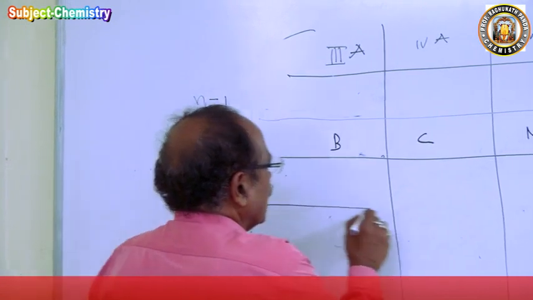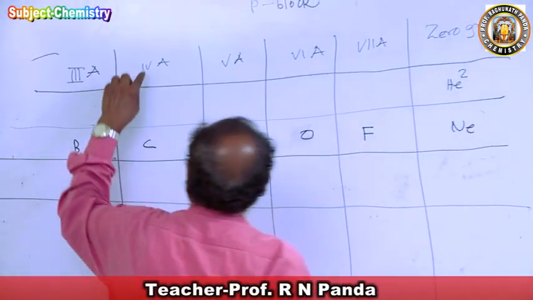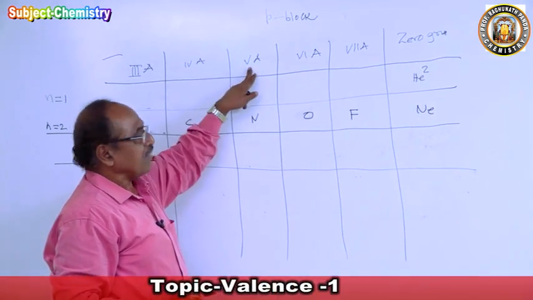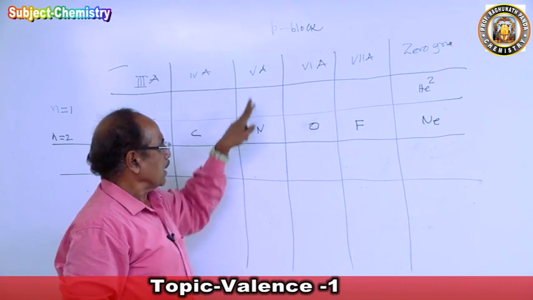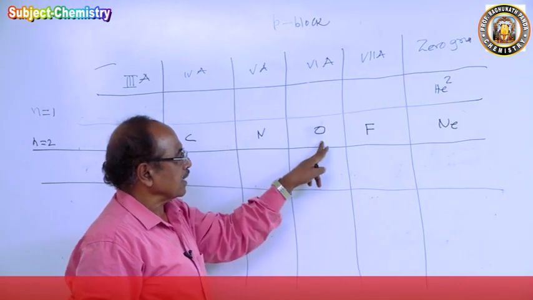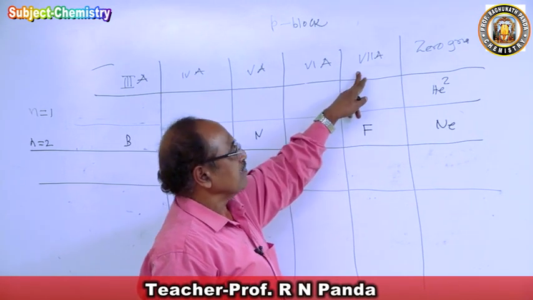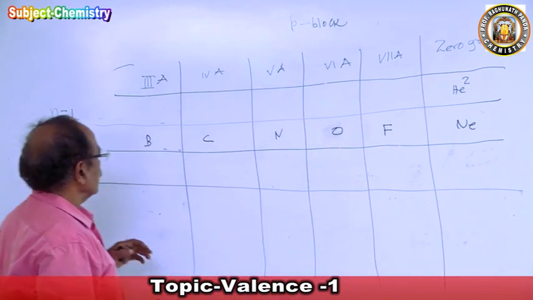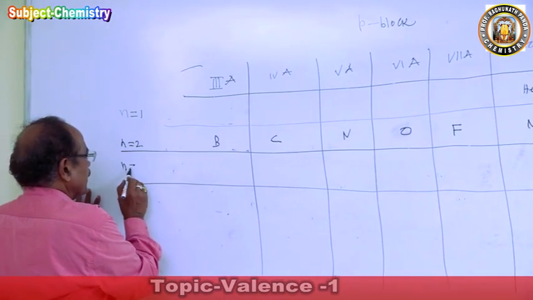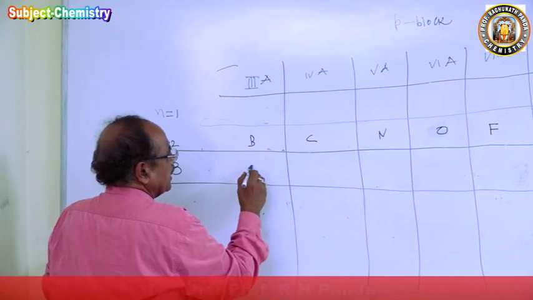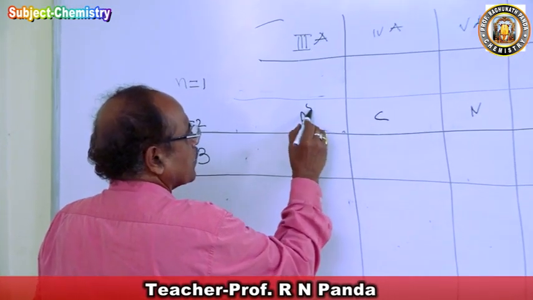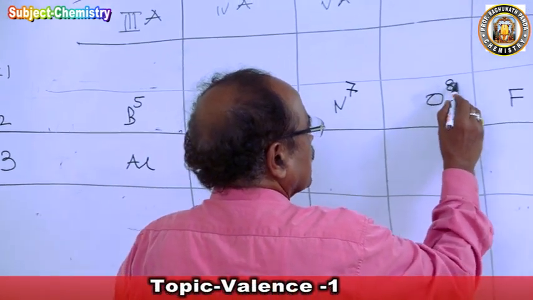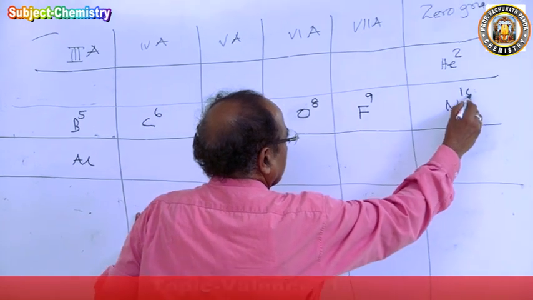Then if you come to 4A, carbon, it will have 4 electrons in the outermost shell. And 5A will have 5, 6A will have 6, and 7A will have 7 electrons in their outermost shell. Now coming to the third period, you will have aluminium. Boron is 5, carbon is 6, nitrogen 7, oxygen 8, fluorine 9, neon 10.